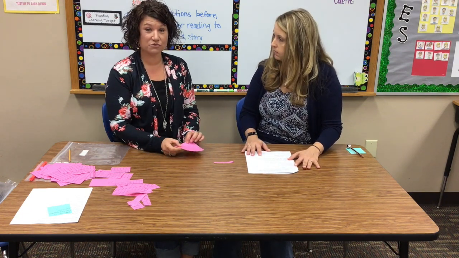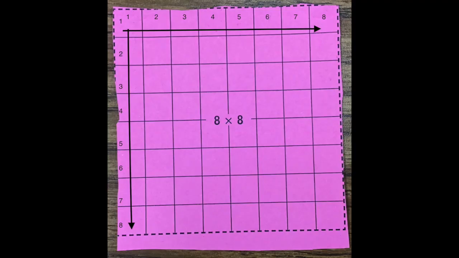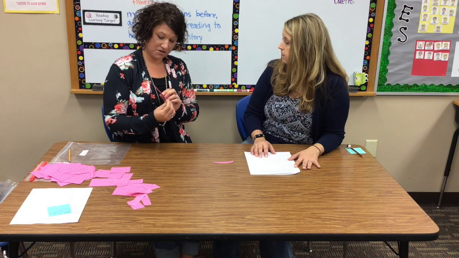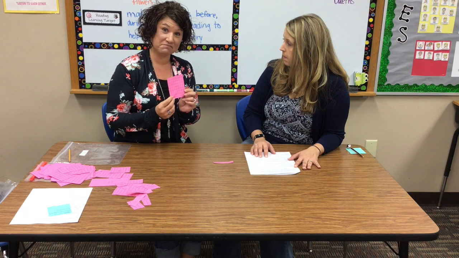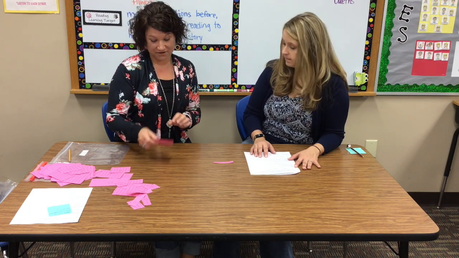For example, you could say to your child, "Tell me about this array." This array is a square because it has the same number across and going down. It has 8 squares going across and 8 squares going down. And the total number of squares on this array is 64. So I could say 8 times 8 equals 64. Yes. Very nice.